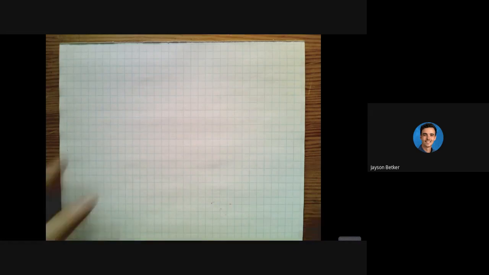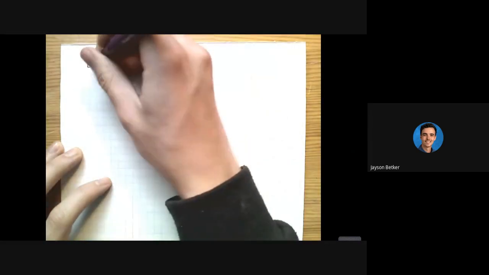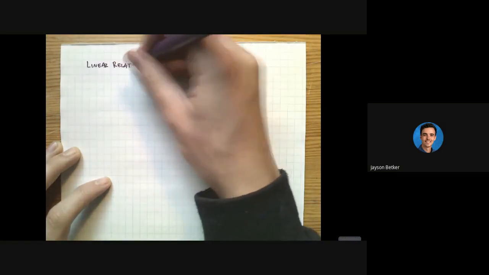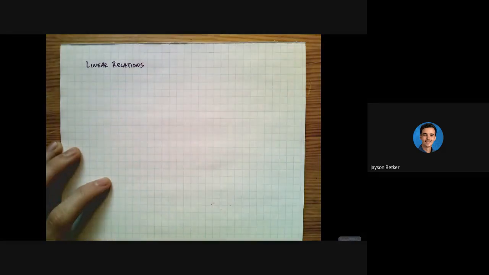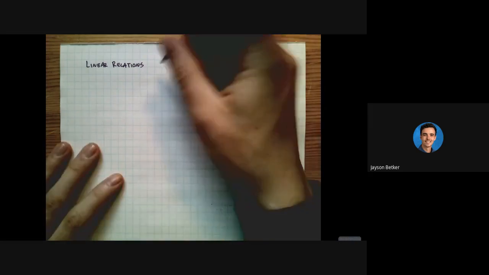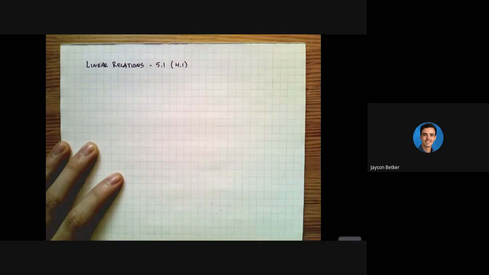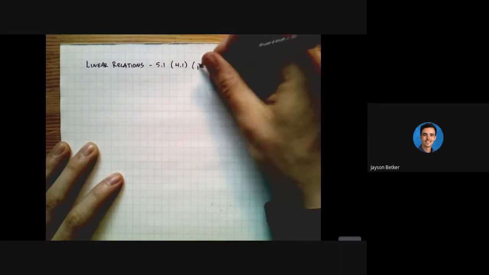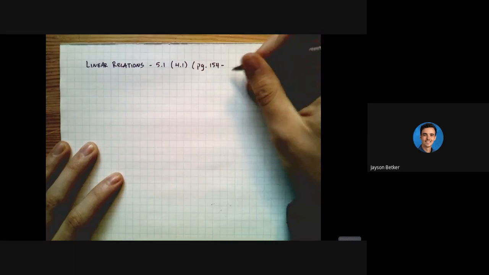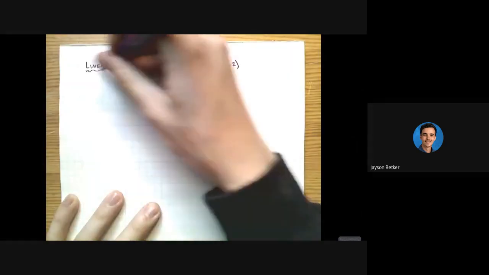So anyways, enough about all of that. Let's get started. So today we're learning about linear relations. Now, we have learned about what an expression is, and we've learned about what an equation is. Let's talk about the difference between that. So again, kind of confusing. It's our unit 5.1. It's the textbook's unit 4.1. And in the textbook, it is pages 154 to 162. Okay, so that's all really useful stuff for you there.